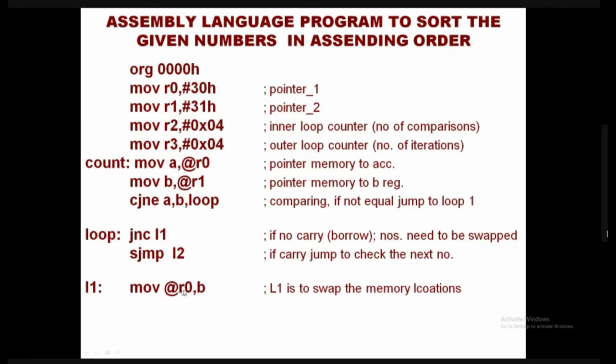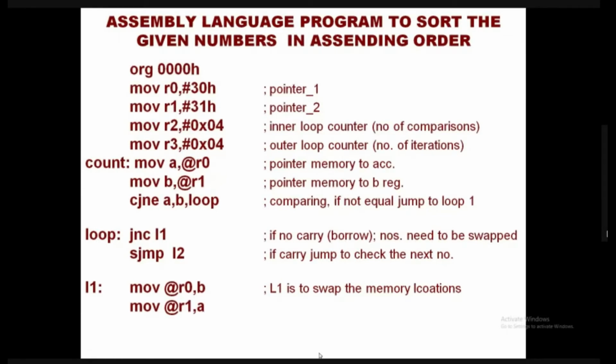Let us see how we are swapping. Content of B register is moved to the memory location pointed by R0. That means content of the 31st memory location is moved to the 30th memory location, because the content of the 31st memory location is in B, which is moved to the 30th memory location because R0 is pointing to 30. So MOV @R0 comma B means the content of register B is moved to the memory location pointed by R0. R0 is pointing to 30. So B register content will be moved to the 30th memory location. And similarly, A register content must be moved to the 31st memory location, which is pointed by R1. So MOV @R1 comma A.